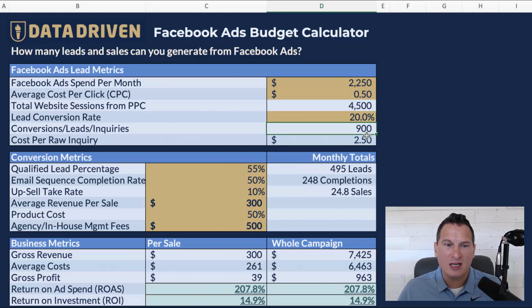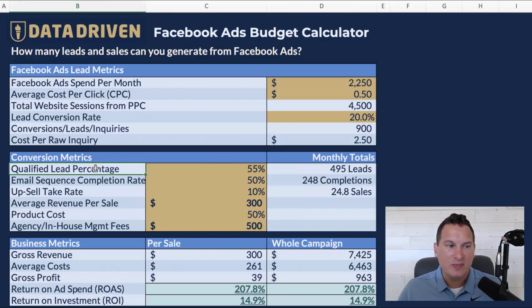Now, in this case, we're talking about $2.50 cost per inquiry. These are people's email addresses getting onto our system. But not everybody who does that is going to become a customer. As you can see here, we have 900 inquiries, and if we keep on going down, that's going to result in 25 sales because there's always different points where they're going to drop off in the sales process.